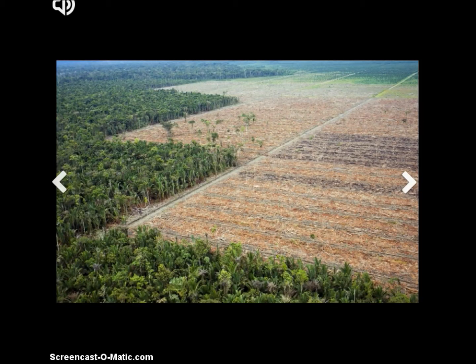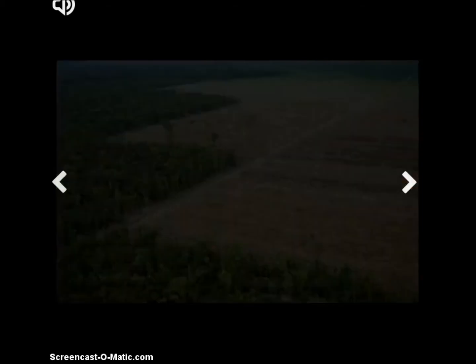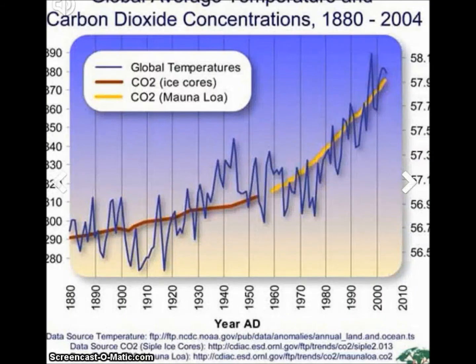Another image of a forest that's been cleared or in the process of being cleared. This is a graph that shows global temperature and carbon dioxide concentrations 1880 through 2004. And the trend, obviously, according to the graph, is that the carbon dioxide and average temperature continues to increase.